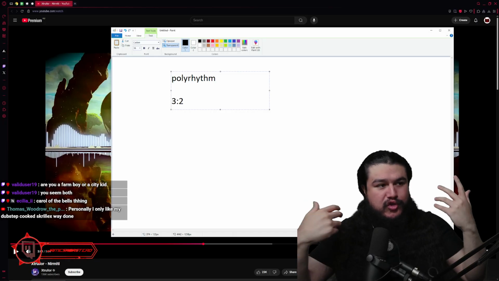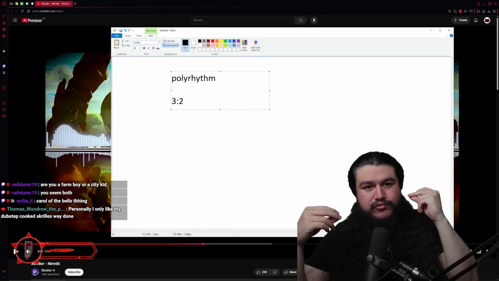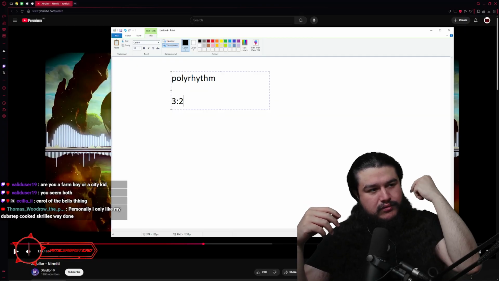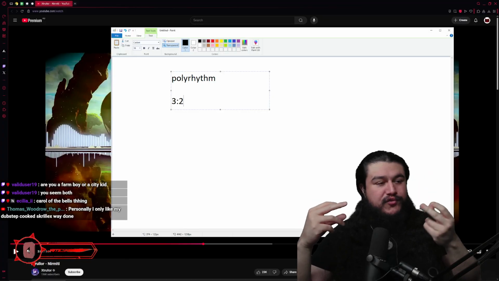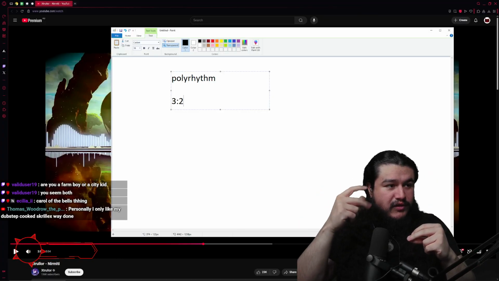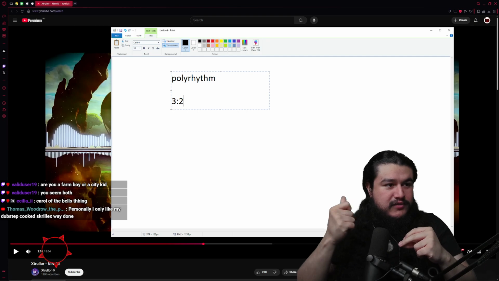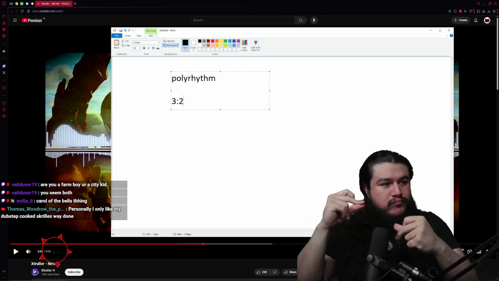So how does it work? You play straight eighth notes, 1, 2, versus tripleted eighth notes, 1 ta ta, 2 ta ta, 3 ta ta, 4 ta ta. Together, you have that.